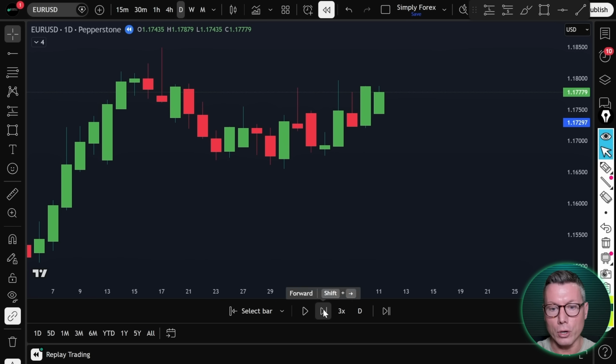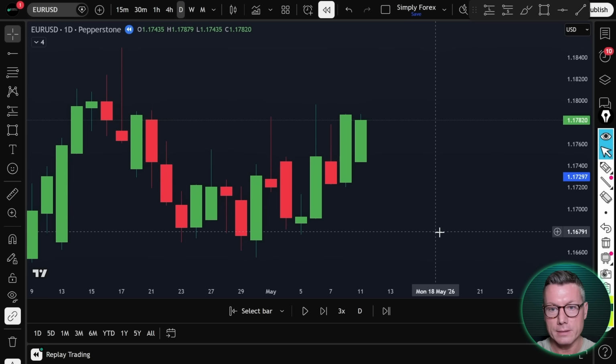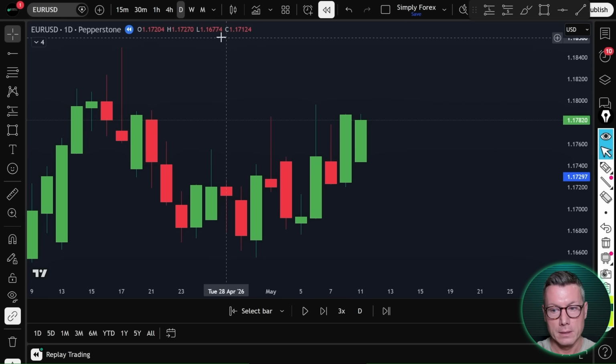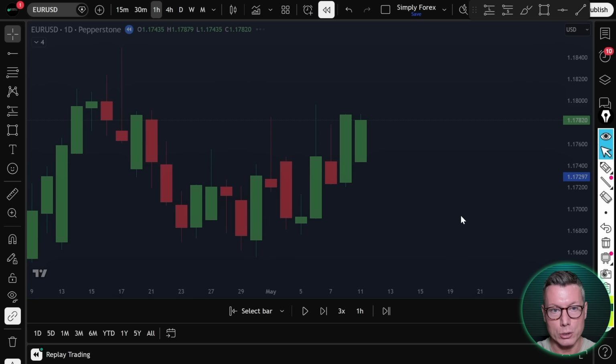And now we've got our next daily candle. Okay, so by the book, this closed back inside this candle. Okay, and therefore the last low is our target. Okay. So let's go back to the H1 now.